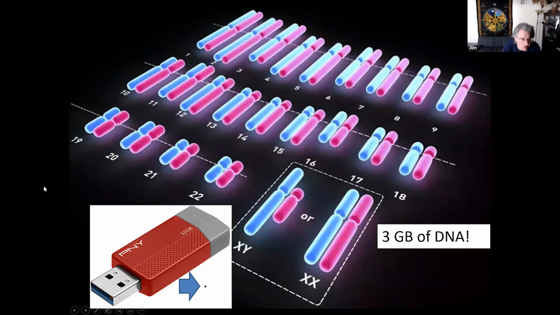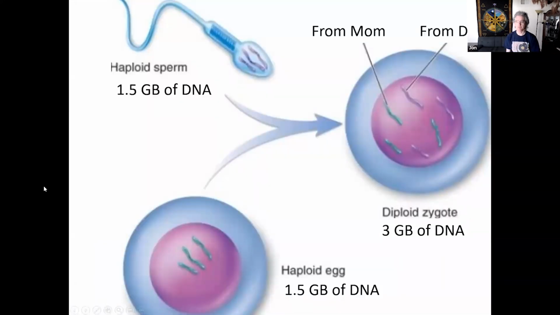So if we look at that, that means that we have something like this, where the sperm, it's called haploid because it only has 1.5 gigabytes of DNA. Egg cells only have 1.5 gigabytes of DNA. Put them together, you get a diploid zygote that has 3 gigabytes of DNA, and that's what leads to us. So that's how that works.